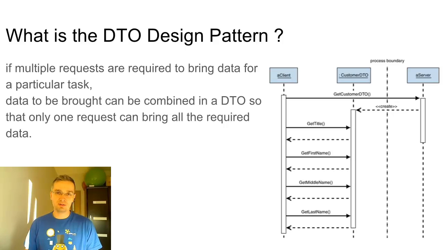First question, what is the DTO design pattern? Since each call to any remote interface is expensive, the response to each call should bring as much data as possible. As you can see in the picture here, the client wants several pieces of information from the server about the customer. So instead of making several calls, we make only one call and bring all the data into a customer DTO object, and then the client doesn't have to ask the server for further requests. It asks only for the customer DTO object.